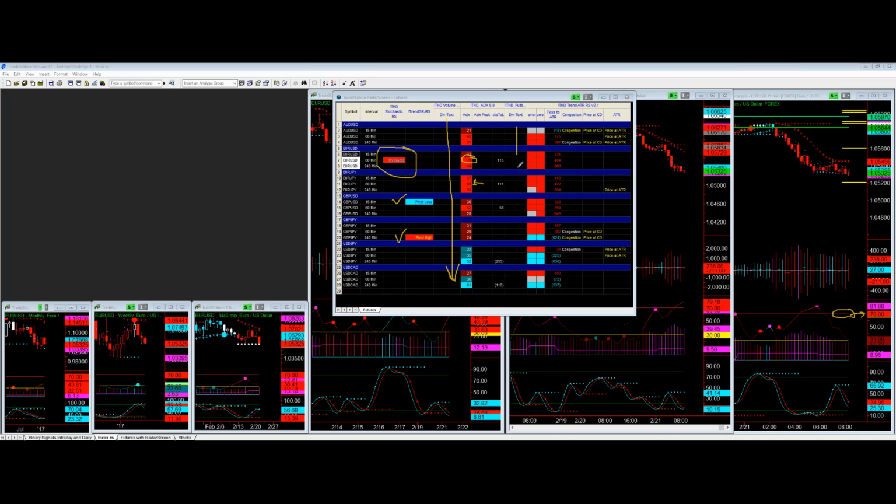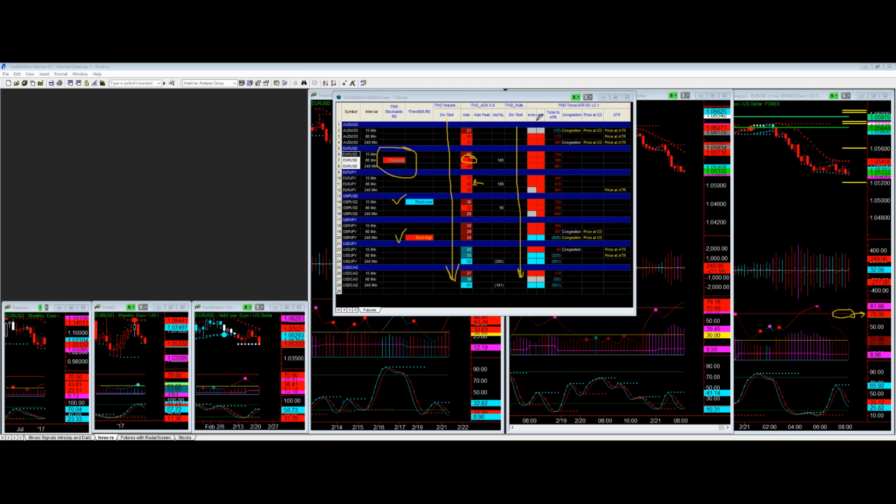We then have pullback volume divergence here, and of course there's nothing listed there right now, but if price was retracing to the ATR, and it got within X amount of ticks of the ATR, and there was volume divergence, it would come up and tell me I have volume divergence in this column.